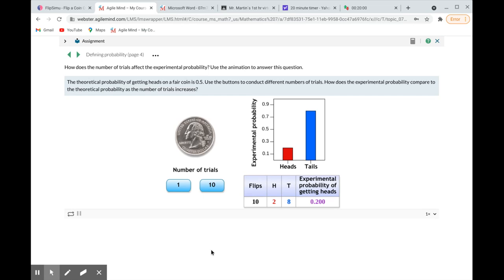So out of 10 tries, it seems like this coin's more likely to do what? Land on tails. But you think if we kept flipping it, it's possible that it could start landing on heads and not landing on tails? Yes, I think it is. It's one of those things that you never really know until you continue to do it.